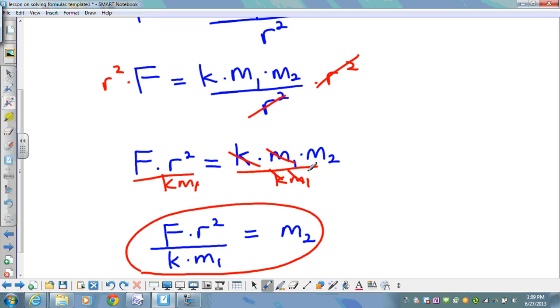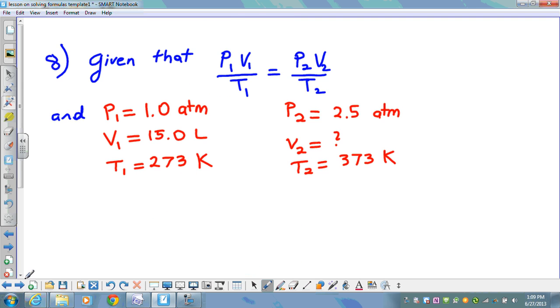Okay, and the last example is something you might see in your chemistry classes when you're covering the gas laws. So here, we're just going to take it for granted that this formula is given to us, and that we're also given some data: pressure 1 equals 1 atmosphere, volume 1 equals 15 liters, temperature 1 is 273 kelvins, and so forth. So we're given also information about P sub 2, T sub 2. The unknown is V sub 2. So given this formula, can we solve for V sub 2?